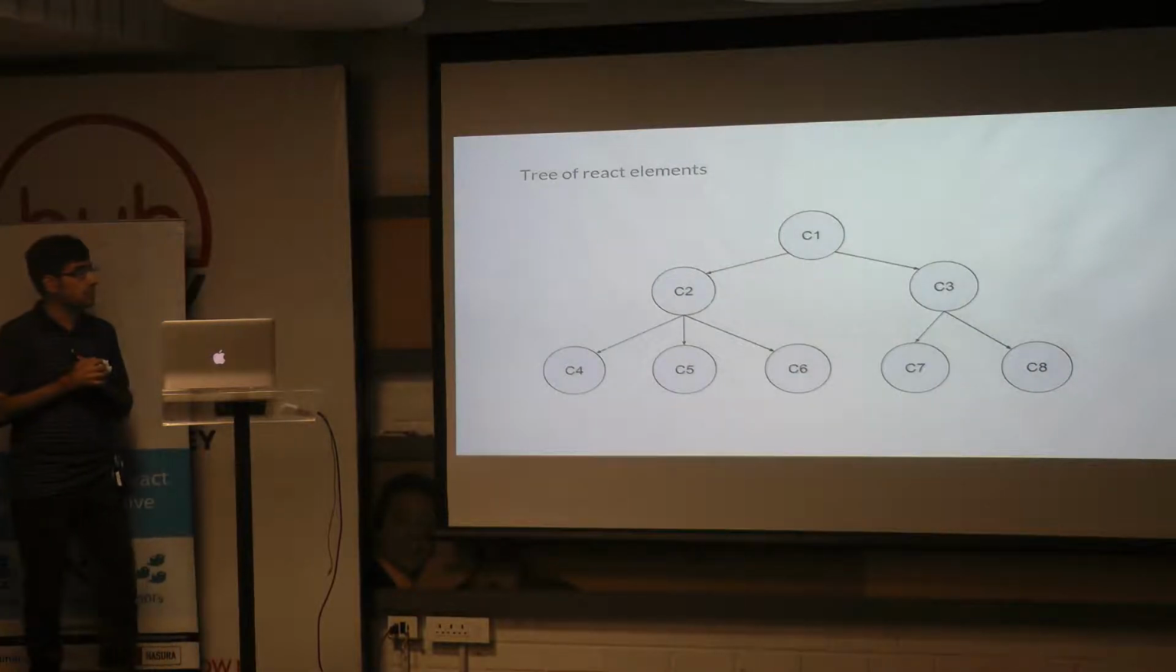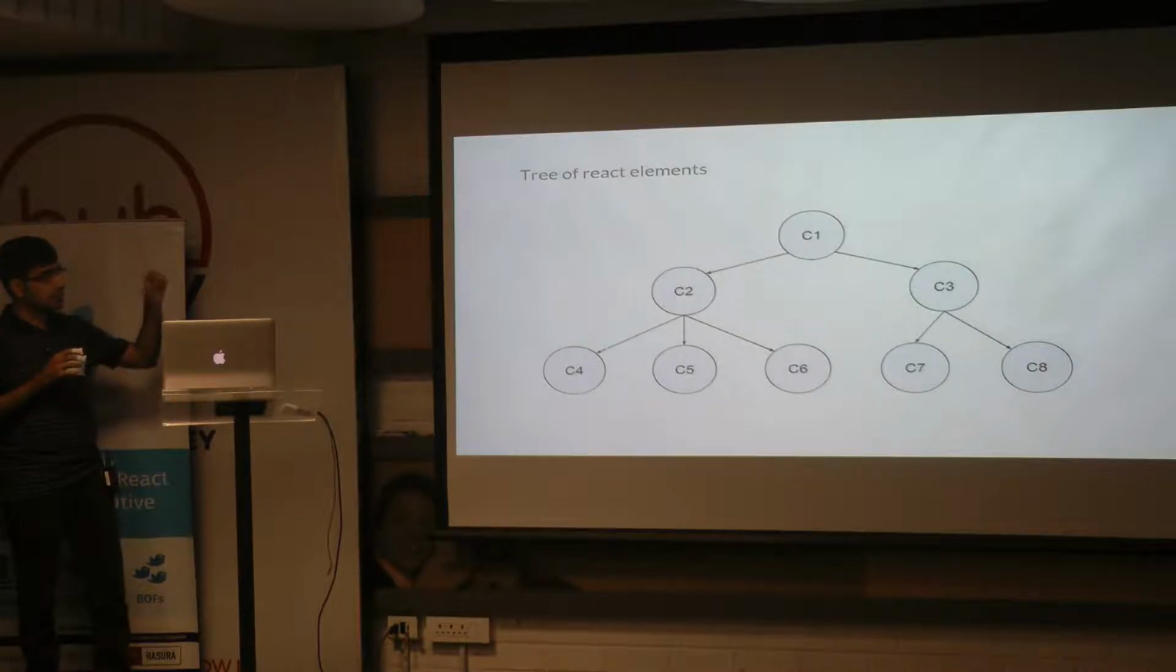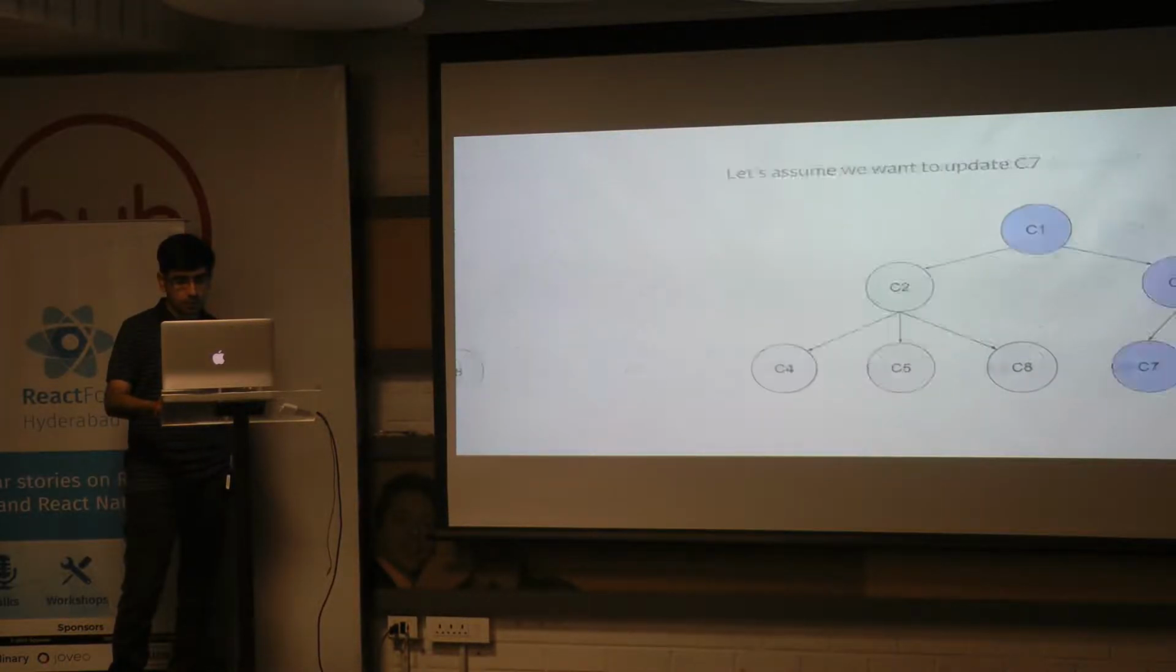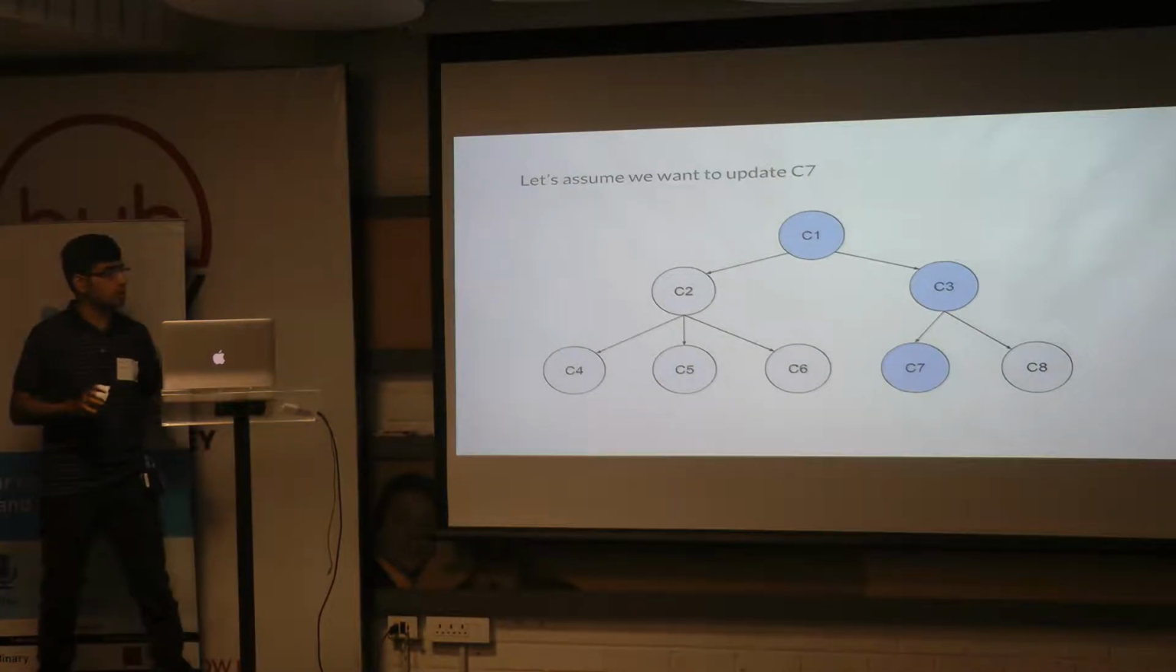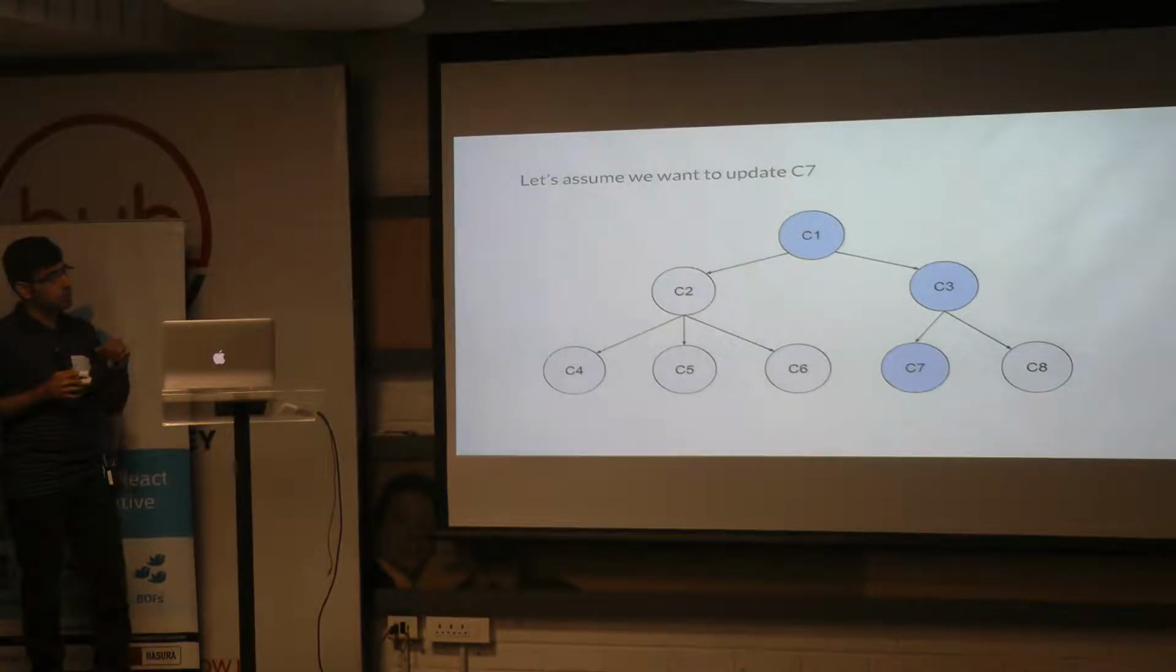So let's consider this is a tree of React elements C1, C2, C3 till C8. Let's say we want to update node C7. So data is going from C1, C3 and C7. Thus the most optimized update in this case would be to re-render only C1, C3 and C7 with the new data.